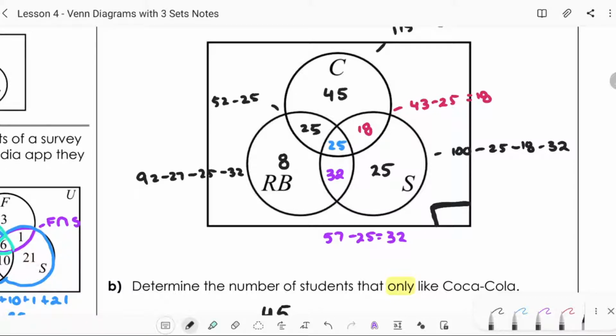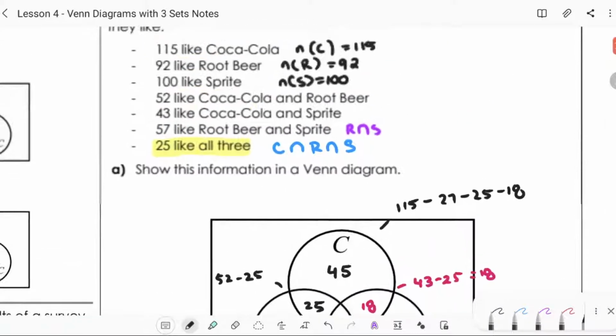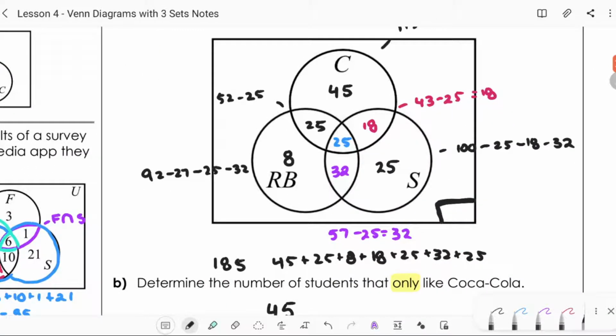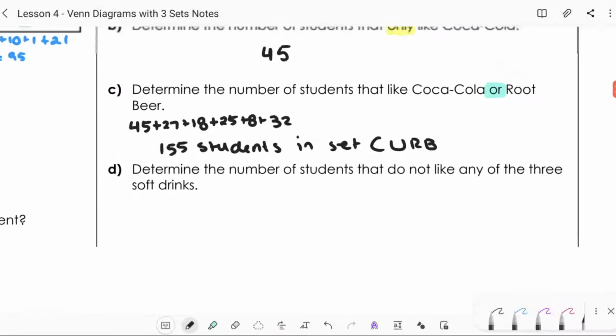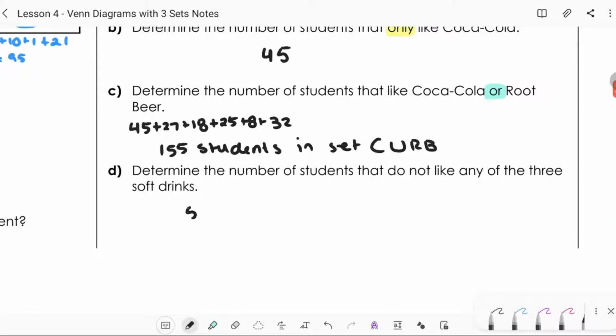I'm going to do 45 plus 25 plus 8 plus 18 plus 25 plus 2 plus another 25. And I'm going to subtract all of that from the 185 total students that I polled. Right, because this is the students who like at least one of the sodas. Turns out I'm left with 5 students that don't like any of them. So I have 5 students in this school who were polled that said, no way, Jose, soda is not for me.